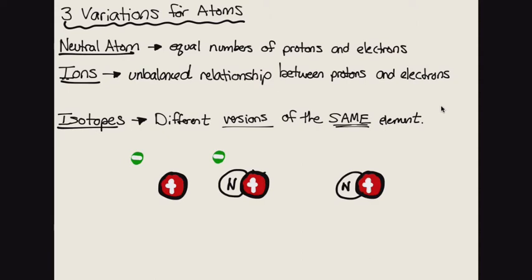This first one has one electron, one proton, and 0 neutrons. So is this a neutral atom, an ion, or an isotope? Mary? It is a neutral atom because there is an equal number of protons and electrons. Very good.